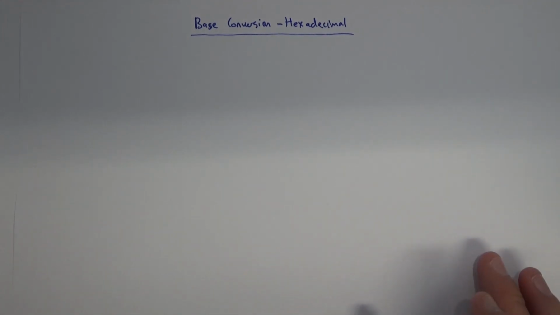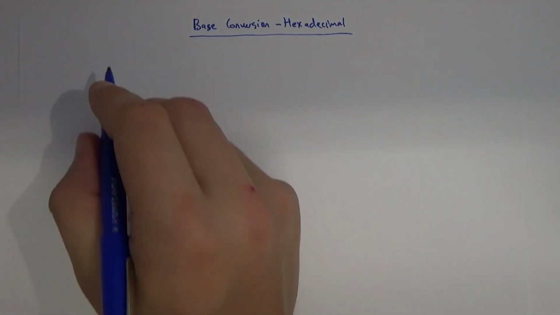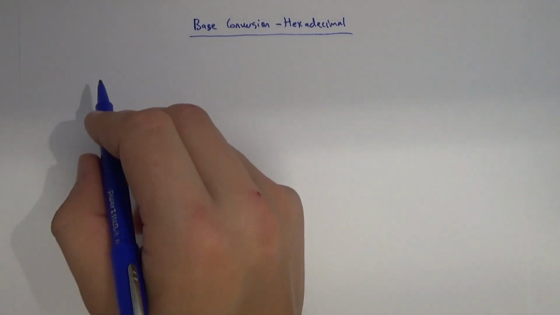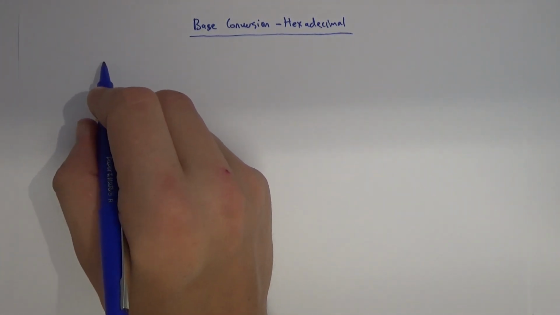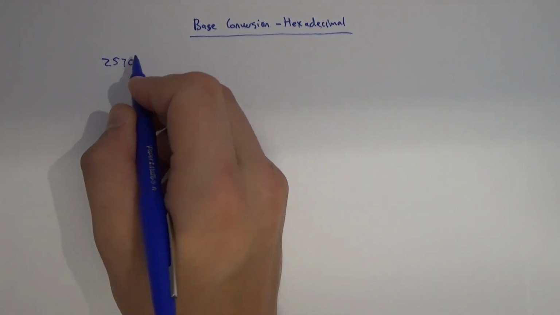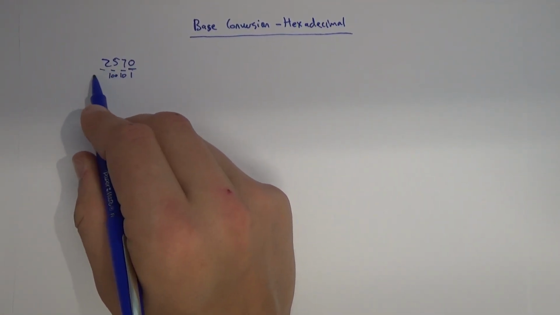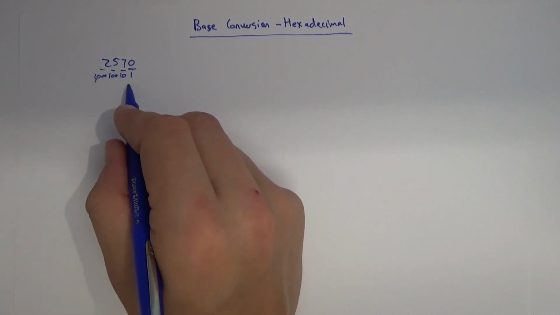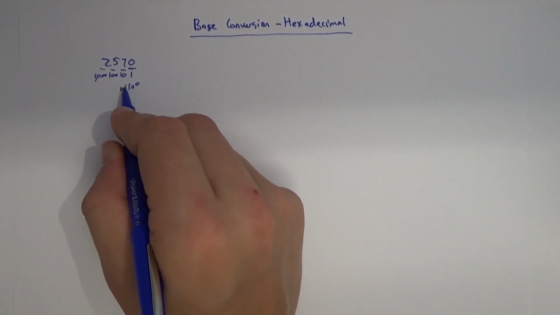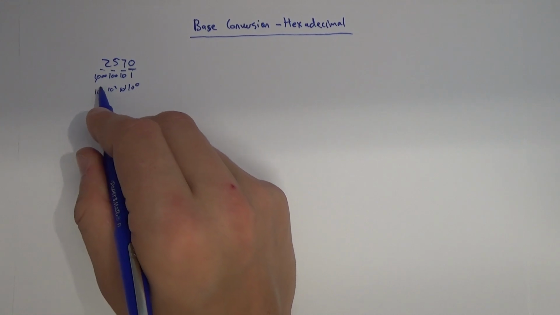When converting numbers from decimal to hexadecimal or from hexadecimal into decimal, we need to start by understanding what the place values are in a hexadecimal system. Now, as a reminder, in base 10, all of our bases are powers of 10. So for example, if I have the number 2570, this is my ones place, my tens, my 100s, and my 1000s. We get that by 10 to the 0, 10 to the first, 10 to the second, and 10 cubed.